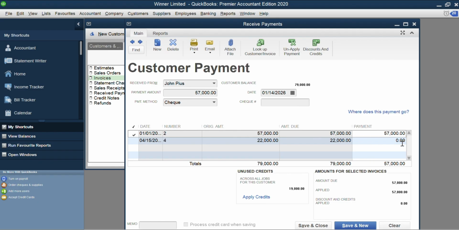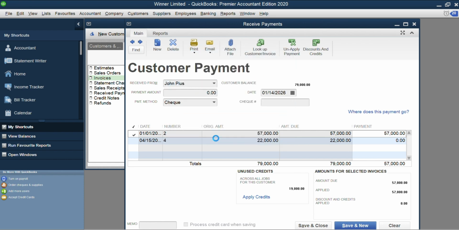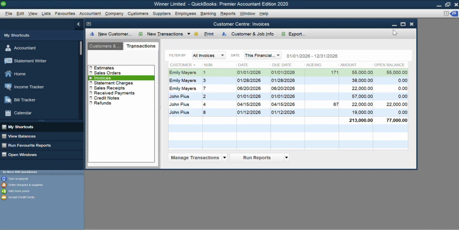So that is the amount that has remained now. But you remember this 22,000 where we had offered a credit. That is the reason you can see it's 0 there, because we had given a credit. So we have made that payment. We have gone to customer payments.